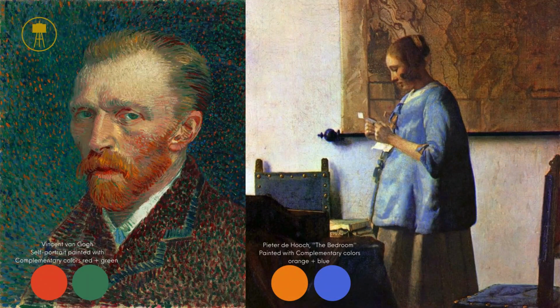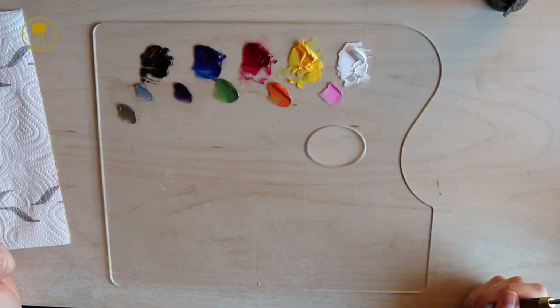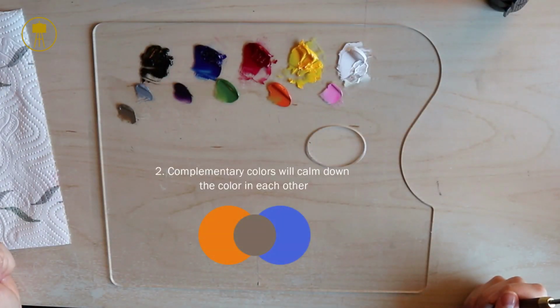Another thing the complementary colors will do is that if you mix them together, they will mute or calm each other down. So this is something that you can use to your advantage if, for example, you are mixing a color and the color that you are creating is starting to lean too much towards one color, it's starting to look too intense, then you can calm the color down by introducing a little bit of its complementary color.